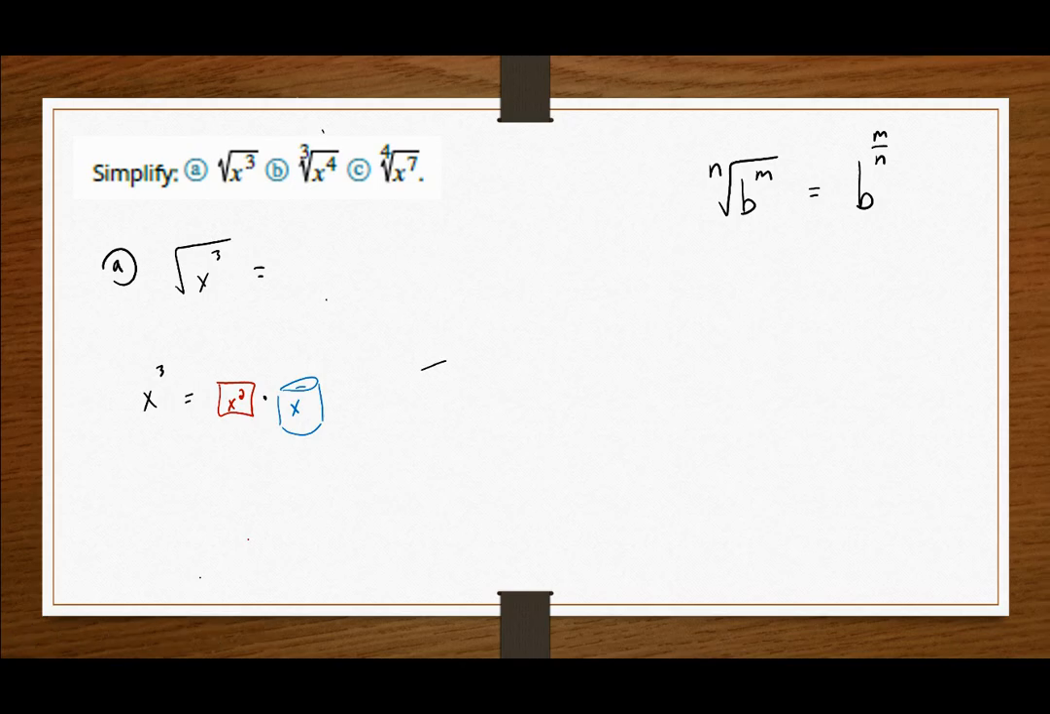So we could split this up into, again, the square root of x squared times x, and then give each of those their own radical. So the square root of x squared is just x. The square root of x stays underneath the radical, and there we have our solution.